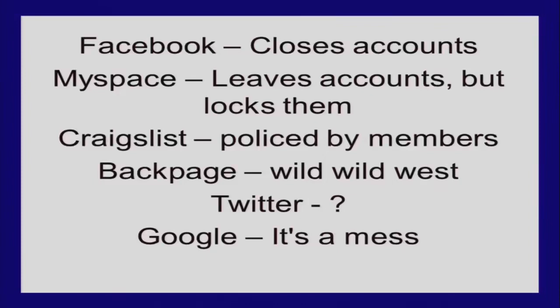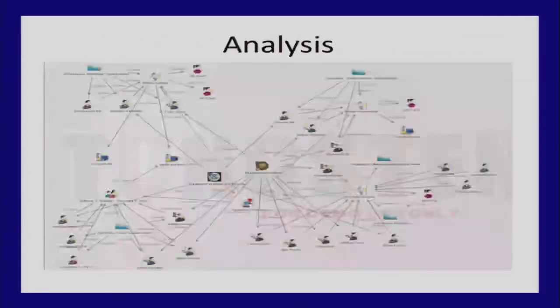If you're not scraping the site automatically every 5 minutes, there's a lot you miss because people flag it immediately. Backpage, it's still a great place to go and see people trying to pick them up. They're starting to get better with the community. They're starting to move more the Craigslist way with the community, but it's not quite there yet. Twitter, there's no published policy when I looked. I don't know if that's changed in the last 18 months. And Google's a mess, and I'll explain why in a second.